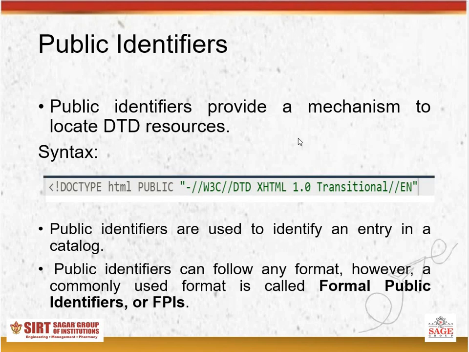Next we come to the public identifier. The public identifier provides a mechanism to locate DTD resources. If you are importing some resource from the internet, you have to specify this public identifier in the form of a URL. PUBLIC is a keyword that tells the browser that you are importing a DTD from an internet source. The public identifier is used to identify an entry in a catalog. And a public identifier can follow any format. However, a commonly used format is called the formal public identifier.